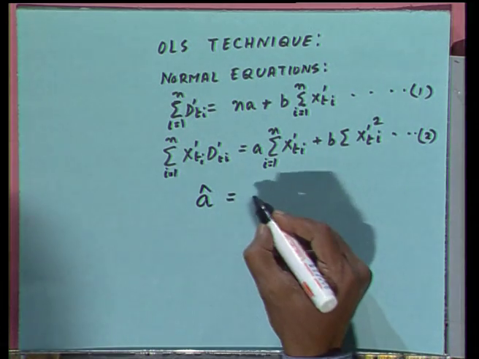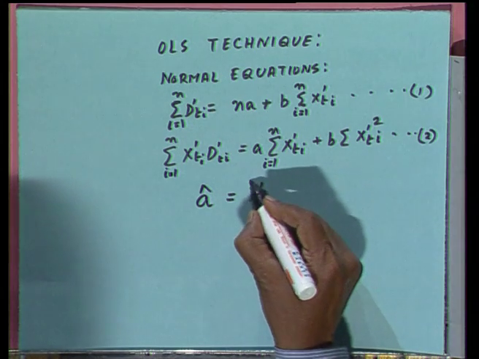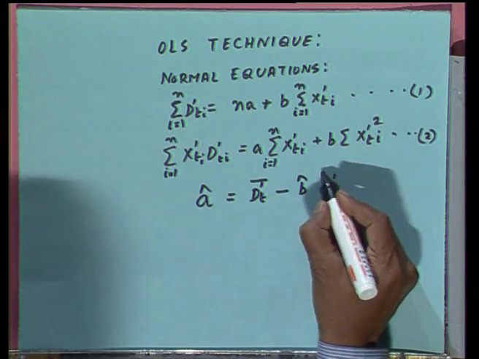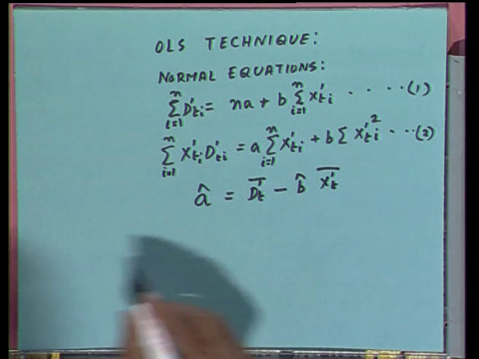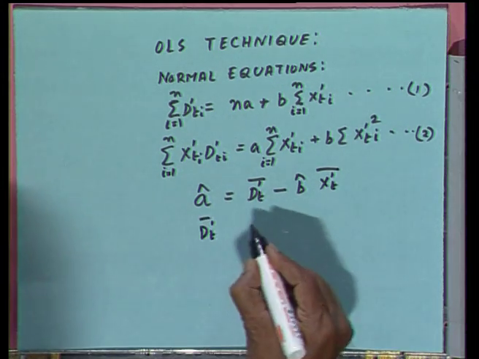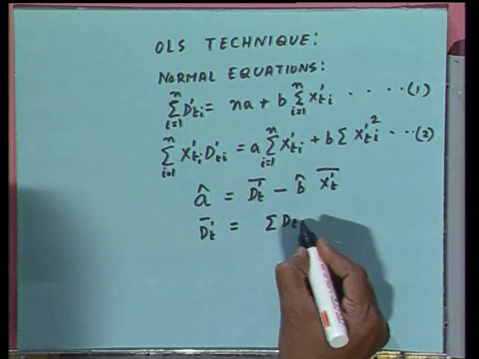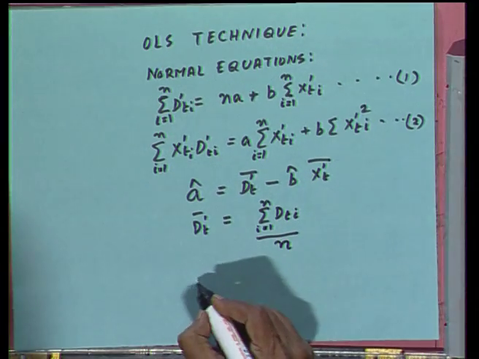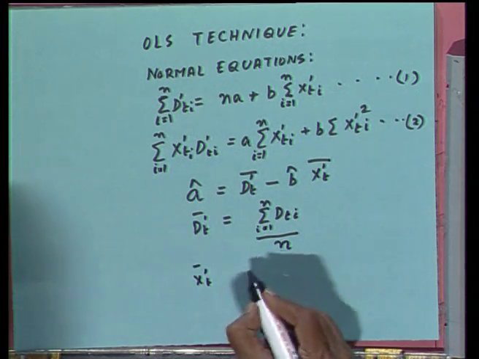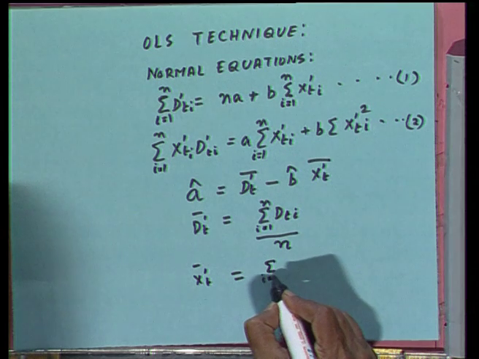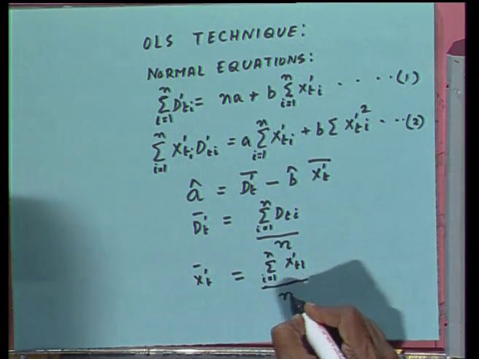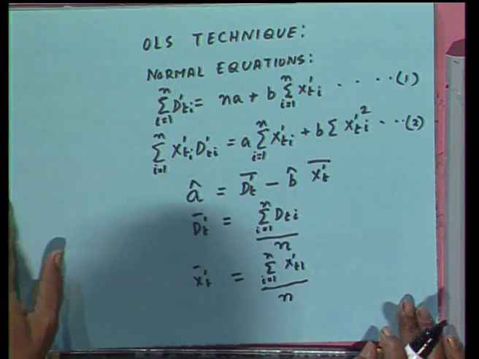So, finally, we will get an estimate like this: a cap, or a hat as they call it, is equal to D prime bar minus b hat XT prime bar. Similarly as in the case of consumer products, DT prime bar is the mean of all the values of DT, i going from 1 to n, divided by n, and XT prime bar is equal to sigma i going from 1 to n XT i prime divided by n. So, this is the value of a hat.